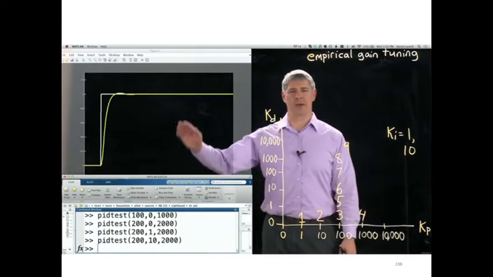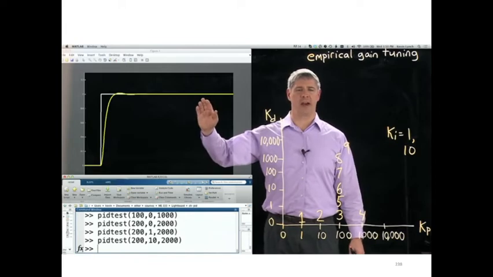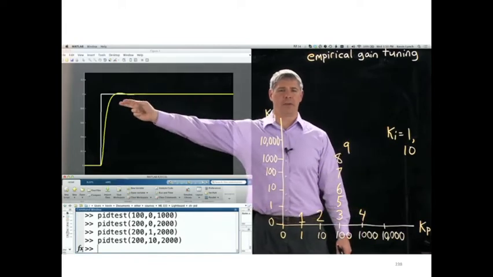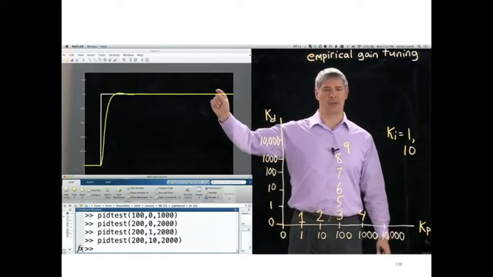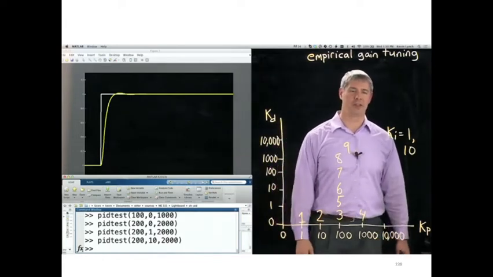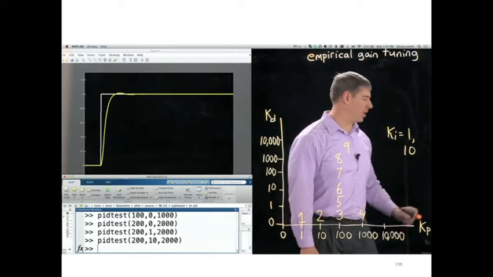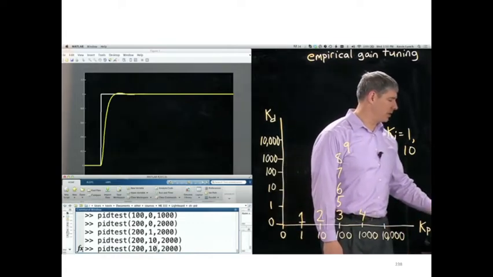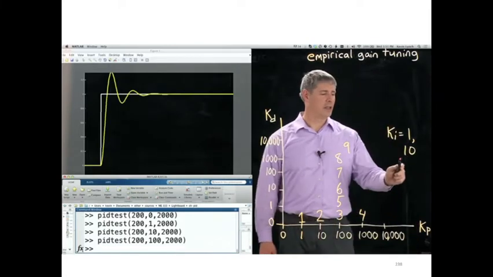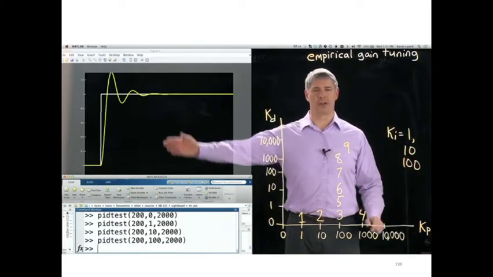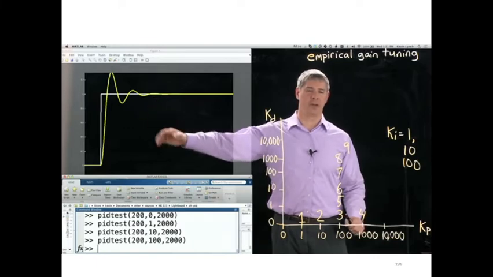Okay, now we're seeing that we're getting essentially zero steady state error, but we've introduced a little bit of overshoot, and that's what integral gain will do. While it tries to reduce steady state error, it may induce some instability. And if we wanted to emphasize that, we could increase that gain to 100, and now you're seeing lots of overshoot and oscillation. So we've gone too far with K sub I.